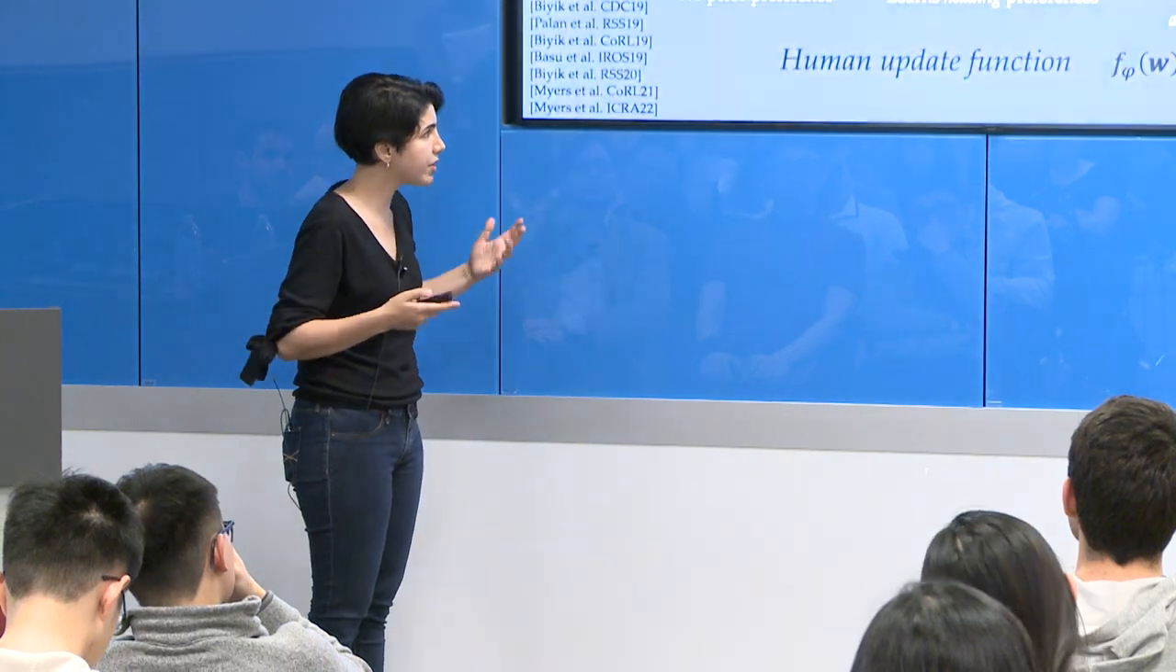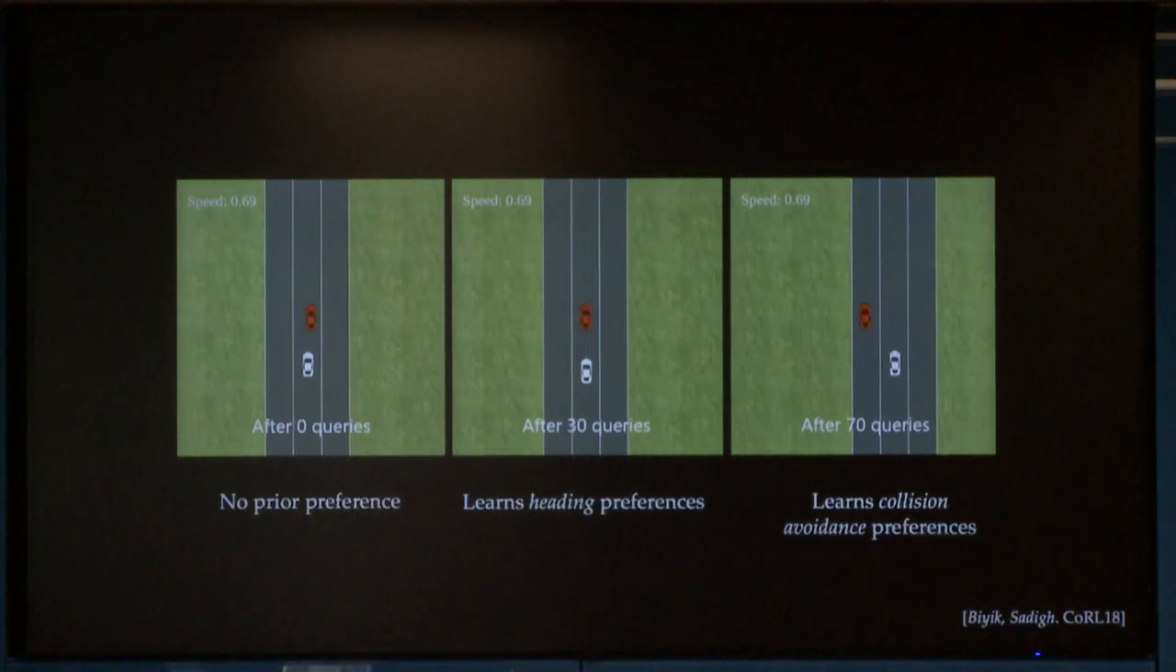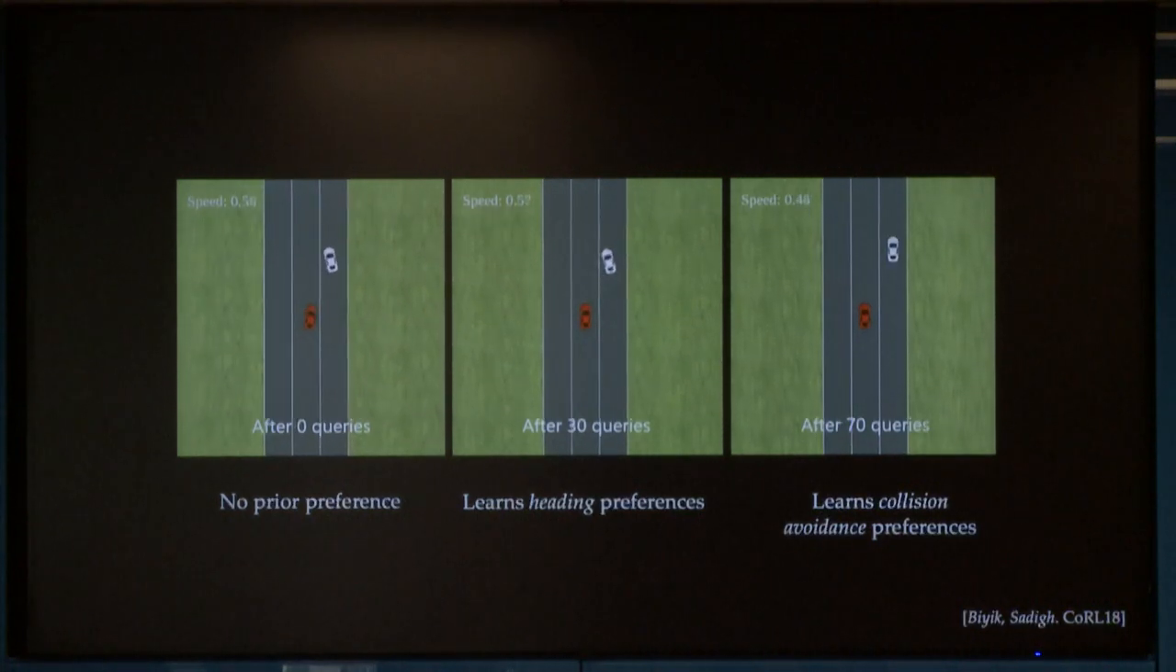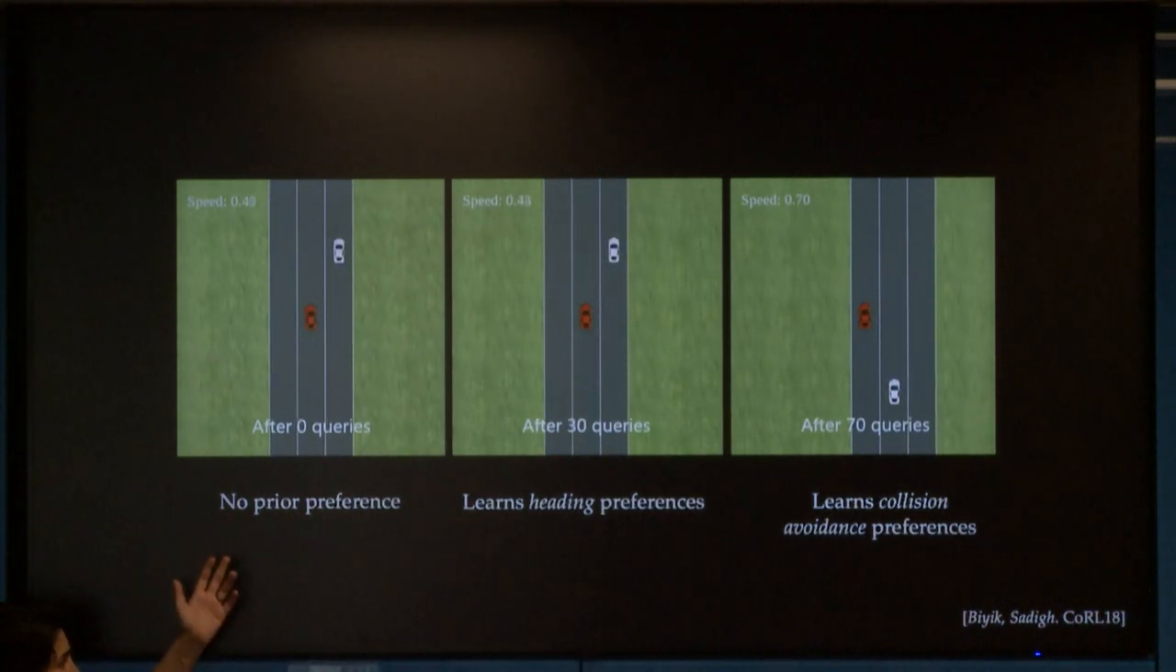Okay. So that was active learning. Let's see how that works on the robot, or in this case, a very simple 2D simulator, with zero queries. I don't have any preferences. My car is the orange car. Nothing interesting happens.